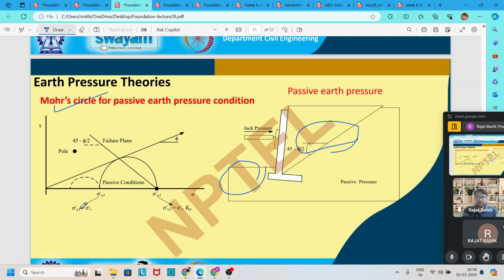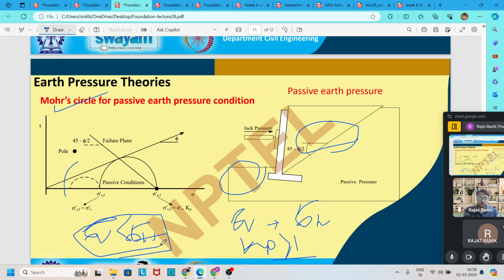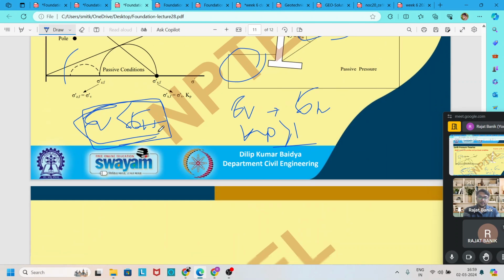If you draw all these forces, in this case sigma v is the minor principal stress and sigma h is the major principal stress, because Kp, the coefficient of earth pressure, is always greater than 1. So sigma v is less than sigma h. Plot or draw this for the problem and find the angle of the failure surface, which is nothing but 45 degrees minus phi by 2.